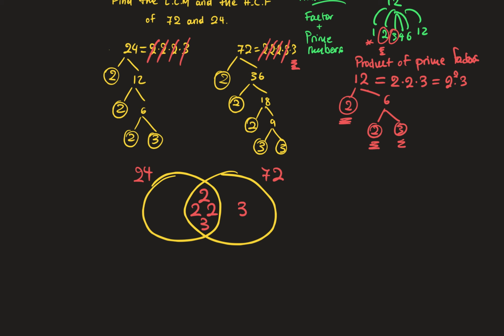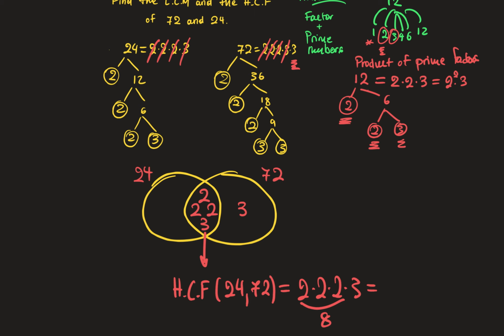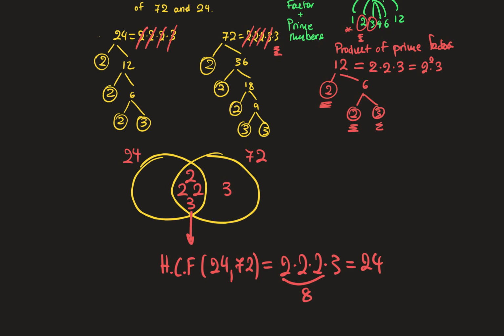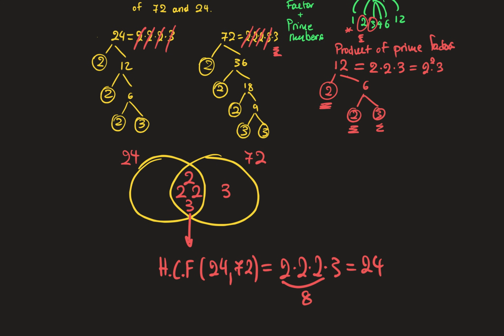So once you construct the Venn diagram, whatever you have here in the middle is going to be the highest common factor. So the highest common factor of the numbers 24 and 72 is 2 times 2 times 2 times 3. That's going to give you 8 times 3, which gives you 24, right? So the highest common factor of 24 and 72 is 24. Or otherwise, that means that 24 goes a specific number of times into 72, right? And that number is 3. 24 times 3 gives you 72. So therefore, that's the highest common factor, right?